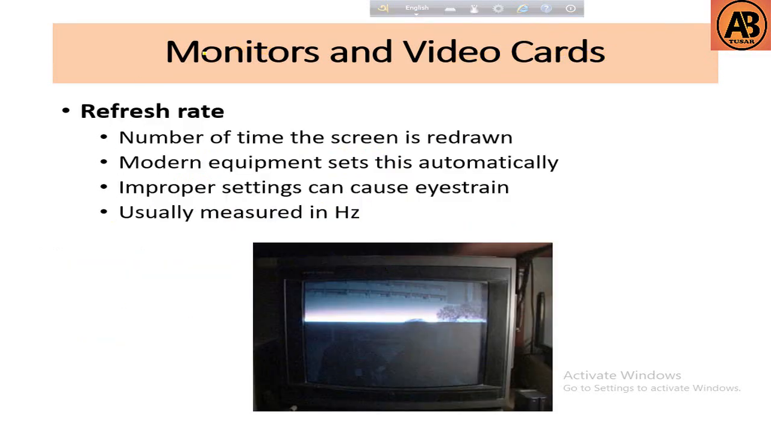Then monitors and video cards. Refresh rate: the number of times the screen is redrawn is known as the refresh rate.